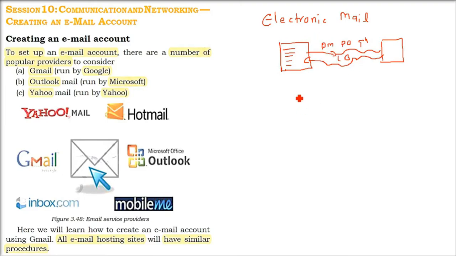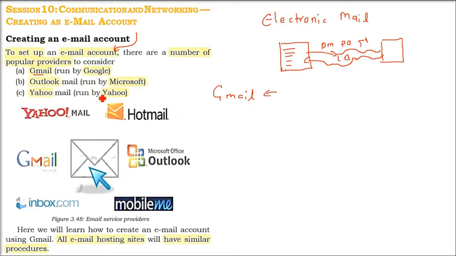But now we are talking about digital mail. You don't have to write it on a paper. You just need an email account. In order to create an email account, there are so many email service provider companies. We will be talking about Gmail by Google, Outlook by Microsoft, and Yahoo by Yahoo. So Gmail is Google Mail.